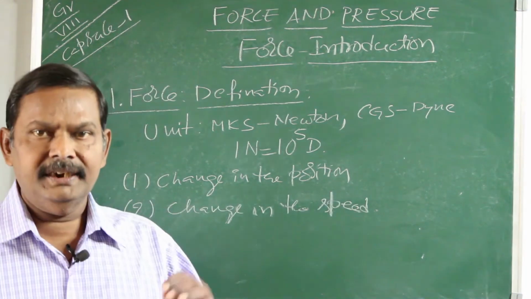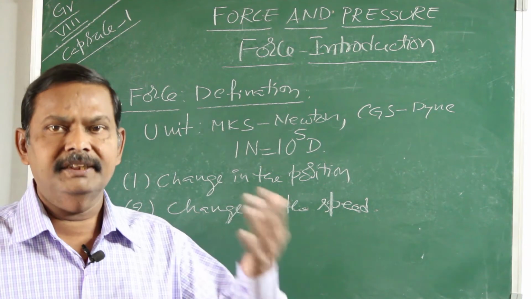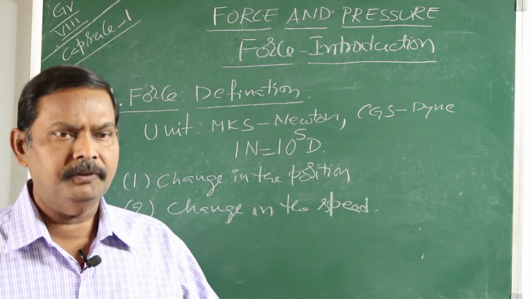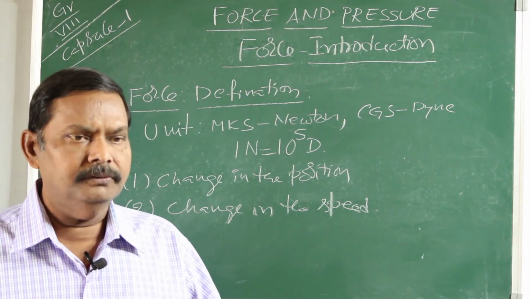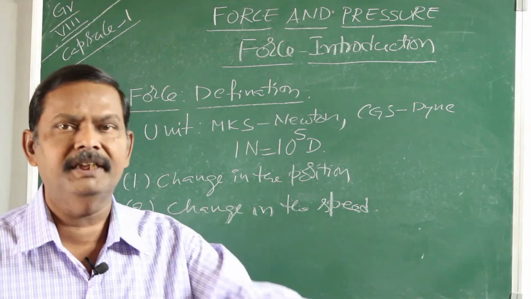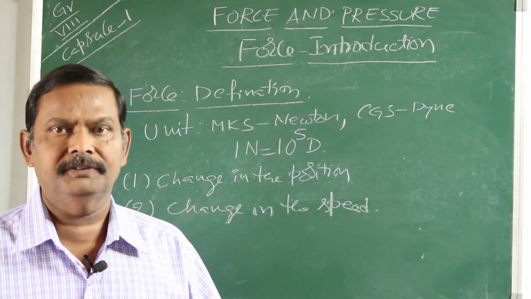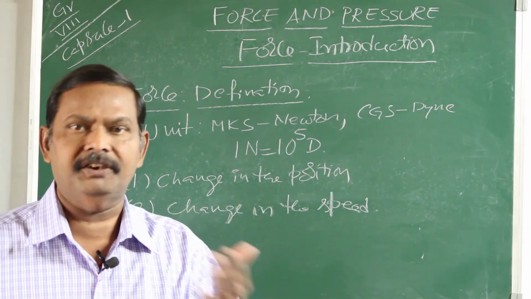The external force applied on an object can increase the speed of the body or can decrease the speed of the body. Suppose you are riding a bicycle. If you want to reduce the speed, you can apply the brakes. So applying the brakes is an external force, and reducing the velocity is the effect of force.